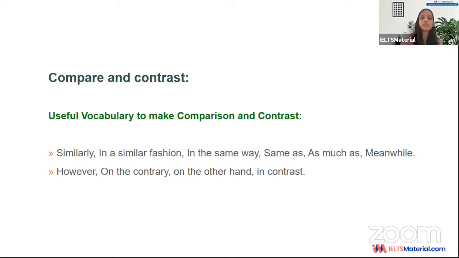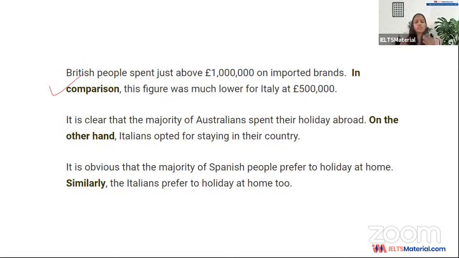This is how we can implement it in the sentence. It's very important that you don't just talk about the trends, but actually show a lot of similarities, comparisons, contrasts that will give you a better score in the task response. Majority of Australians spend their holiday abroad. On the other hand, Italians opted for staying in the country. Now, for similarly, majority of Spanish people prefer to holiday at home. Similarly, the Italians prefer to holiday at home too, right? So make sure that we use such kind of structures.